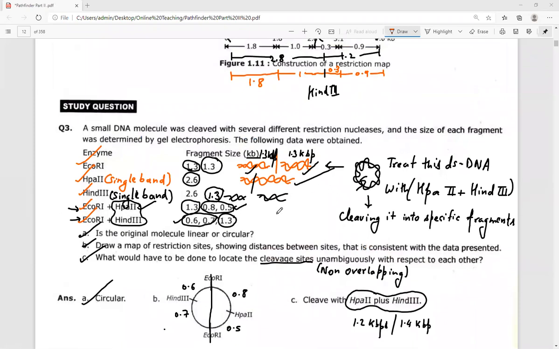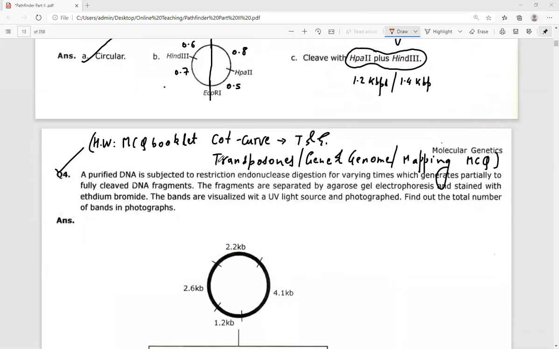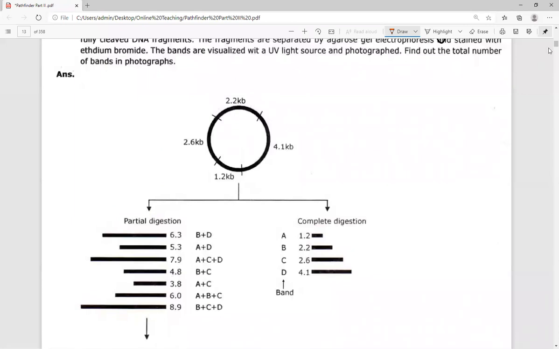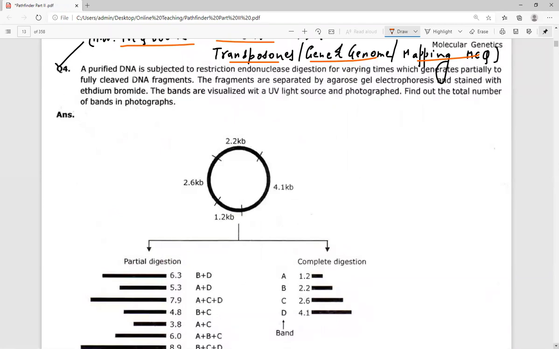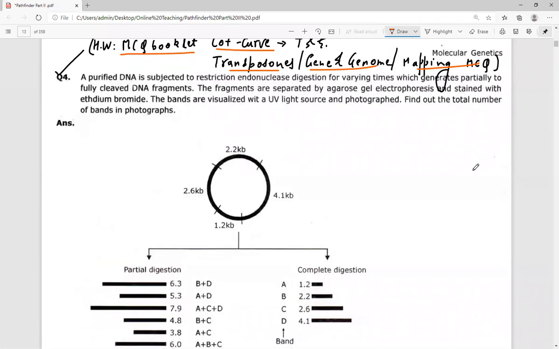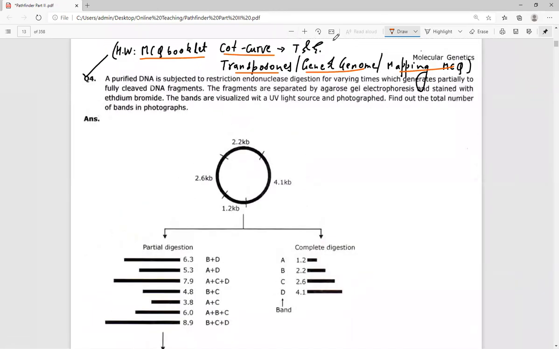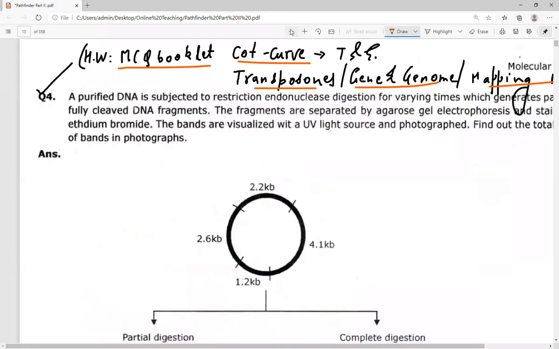Now look at the next question which is given here. I've already told you that this one was the question that you had to solve. Now this is the next question that was given to you as homework. MCQ booklet, chord curve questions, test and evaluation, transposons, genes, genome, and mapping. MCQs were being told that you must solve them all. Now the next point, a purified DNA molecule. I'm just solving this particular question.